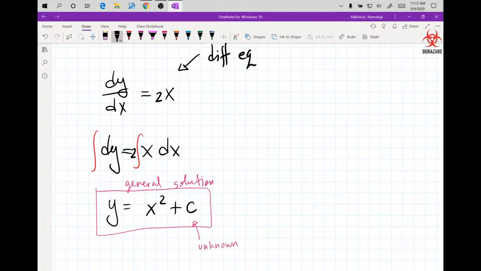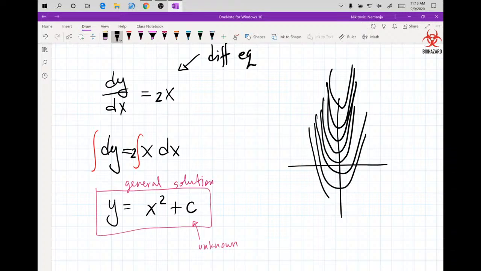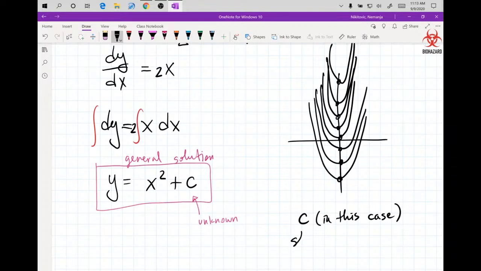Now, what does that mean for the graphs? That means that you are going to have infinitely many of these parabolas, at every value of c, infinitely many of them going through this. They're all stacked. Because this c, in this case, shifts the function up and down.